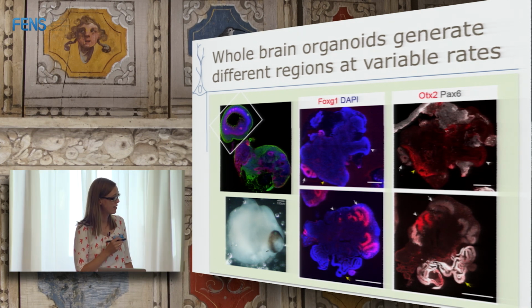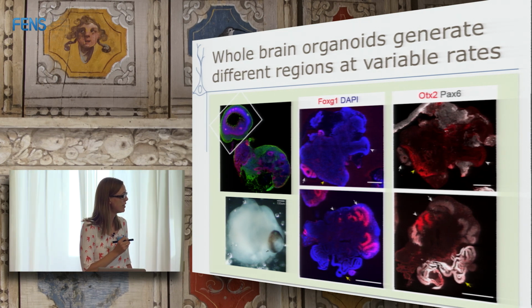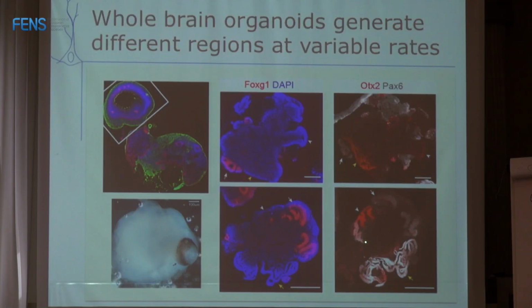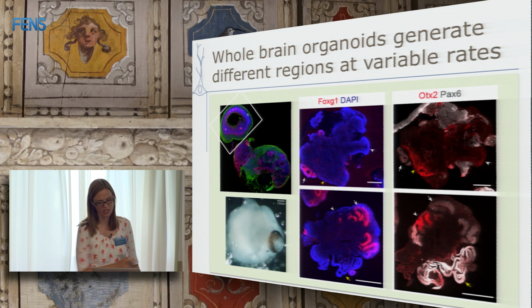OTX2 in this case, at this late stage, is marking more midbrain identities. And you can actually see, it's quite nice, the transition from PAX6 positive, OTX2 positive, to OTX2 single positive, and then PAX6 positive alone. So it's almost like you're getting hindbrain, midbrain, forebrain, which is kind of cool. But I think we just happened to catch that in that section.